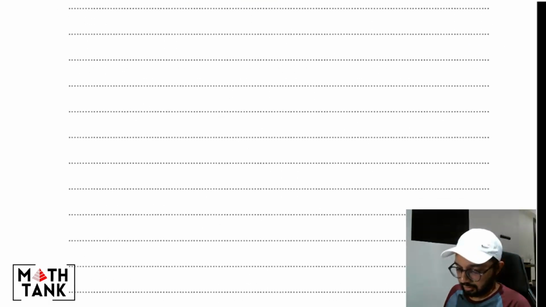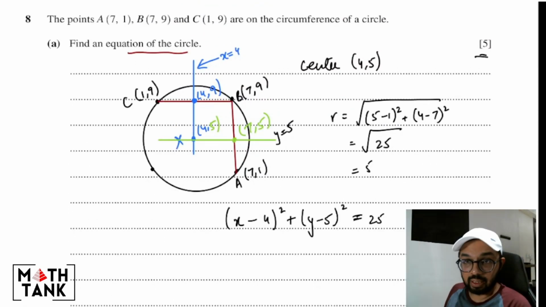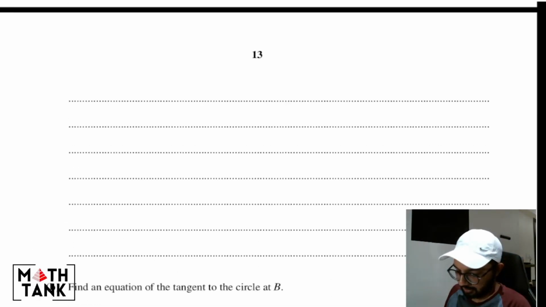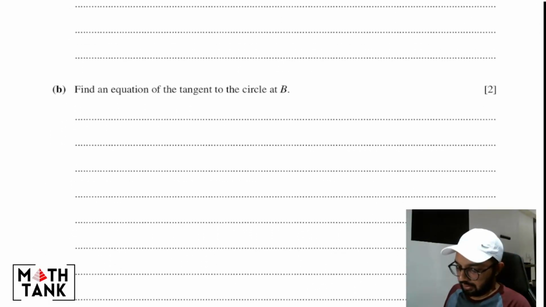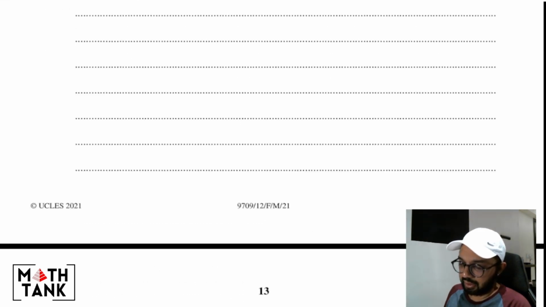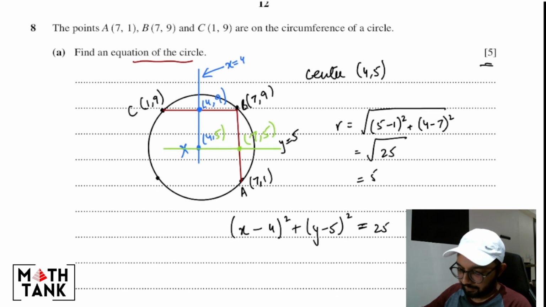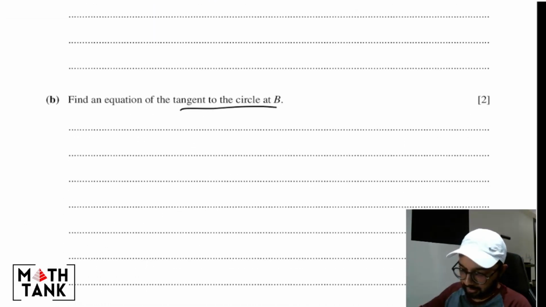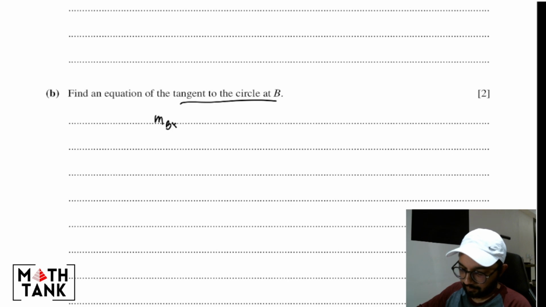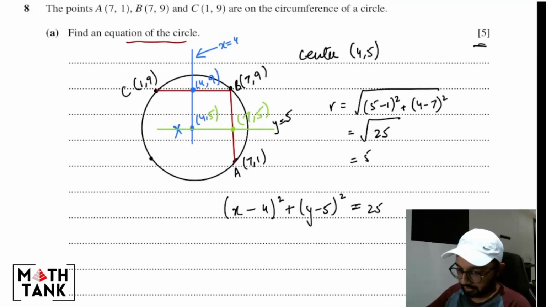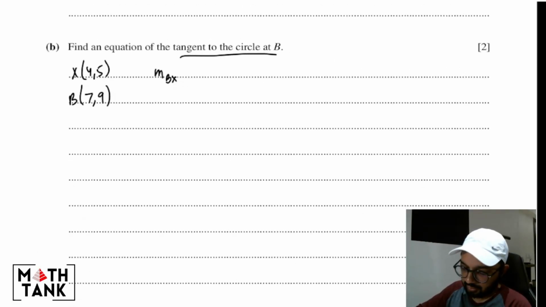Okay, moving on. This was a longer question. This was 5 marks, which took me a while to solve as well. There's a lot of space given to you as well. It says find the equation of the tangent to the circle at B. I think that should be relatively simple. You find the gradient of Bx, I keep forgetting the coordinates, 4, 5, and B was 7, 9. Okay, so the gradient of Bx is 9 minus 5 over 7 minus 4. That gives me 4 over 3.